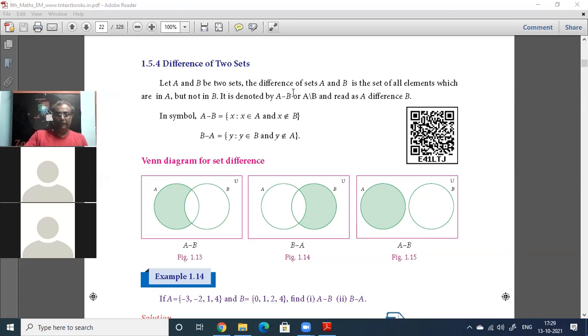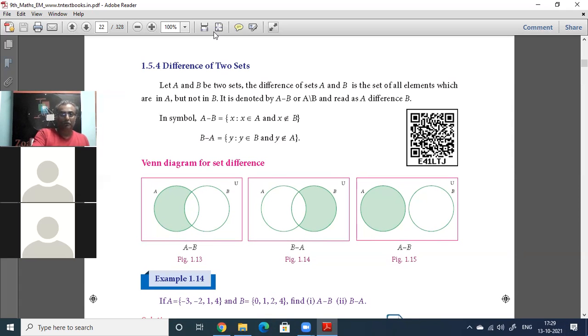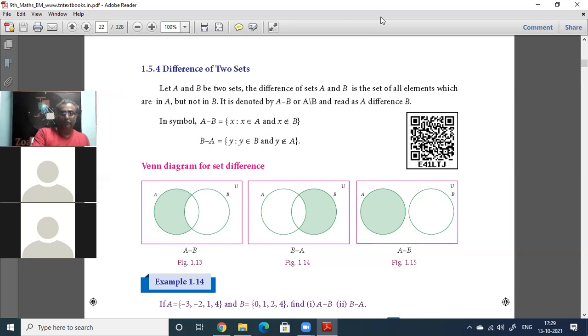Let us take B minus A. Same two sets. Okay. A is equal to 1, 2, 3, 4. B is equal to 4, 5, 6, 7.